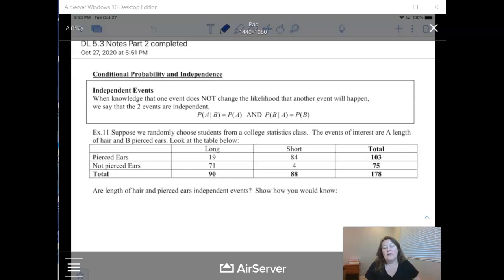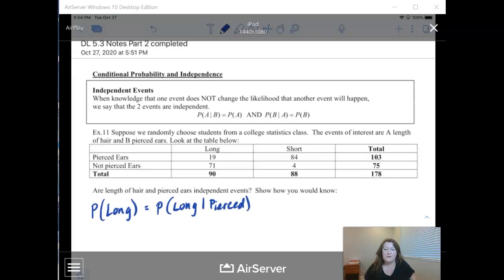In our first one, we're looking at a table that is looking at the length of somebody's hair and whether they have pierced ears or not. The events of interest: A is the length of hair, B is the pierced ears. So they want to know, are length of hair and pierced ears independent events? To look at that, we can pick any single one of these. I'm going to pick one of the hair ones. Is the probability of having long hair going to be the same thing as the probability of having long hair given that they have pierced ears?